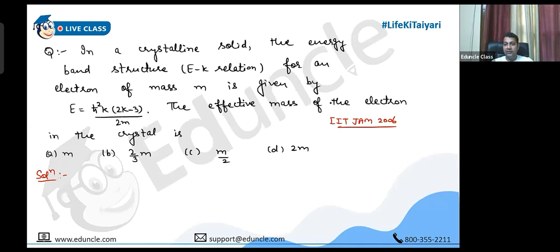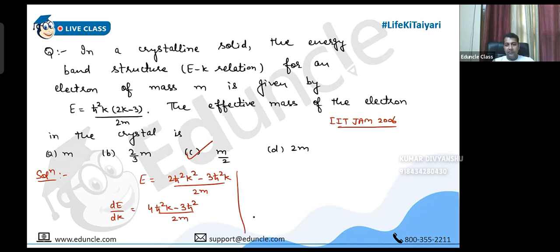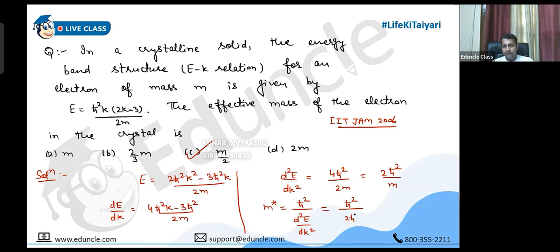Very good, Abhay, Divya, Siali, Arun, Himanshi, very good. Now everyone is getting it right. Now see again, dE by dk. Actually, first we need to multiply, because there are two k's. So it will be like 2ħ²k² minus 3ħ²k by 2m. It's like this. So dE by dk will be like 4ħ²k minus 3ħ² by 2m. Then d²E by dk² will be like 4ħ² by 2m. Please check those who are not able to solve.